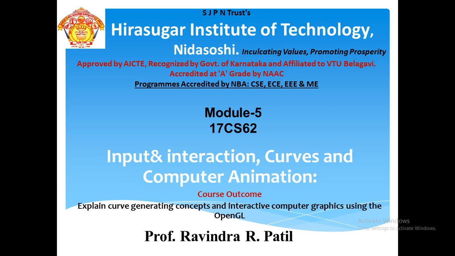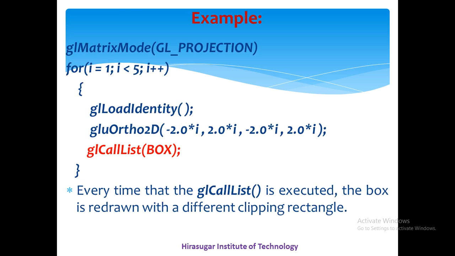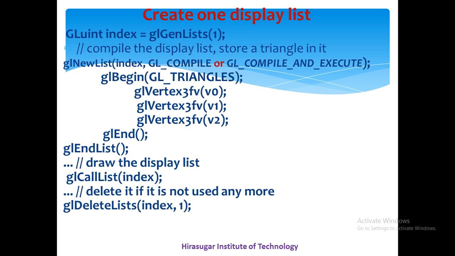and visualization subject. In that we were discussing module 5. In the last video we discussed module 5. We started with input and interaction. Among these three topics, input and interaction, curves and computer animation, we started with input and interaction, right? Then let us go back, and one concept I told that I will explain in the next class.